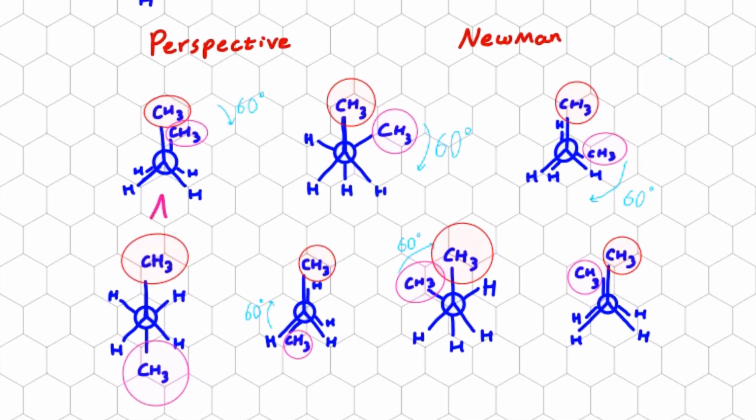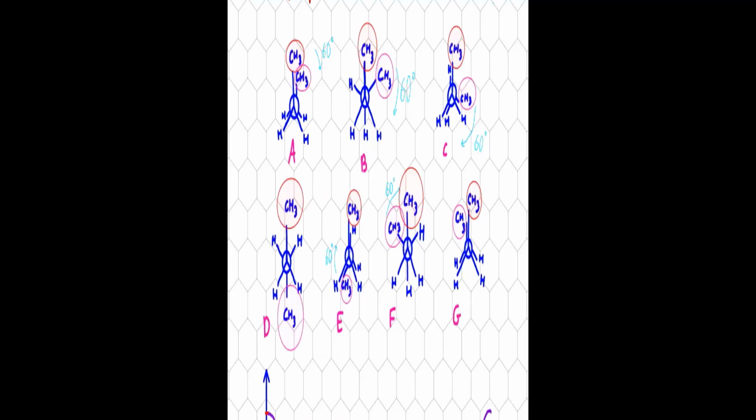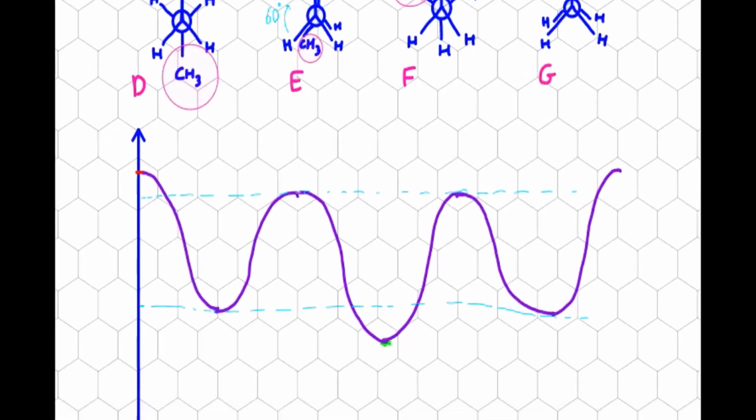So the first one we're just going to call A, the second one B, third one C, fourth one D, E, F, G. So I can show you where each one is on the diagram. And by the way, A and G are basically the same. Don't get confused on this one.